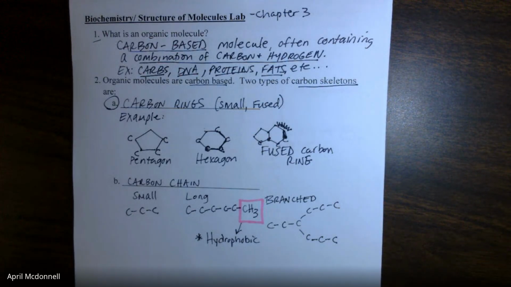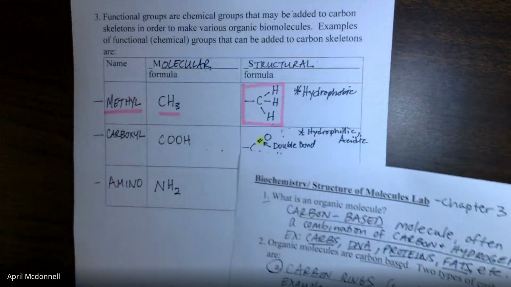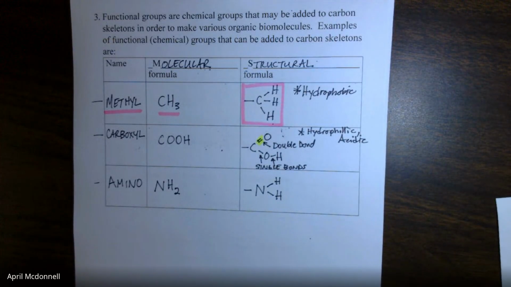Carbon skeletons can attach to all of these different types of functional groups, which means that it results in organic molecules that are hydrophobic, hydrophilic, acidic, basic, and have lots of different properties. This is going to increase the diversity of organic molecules.